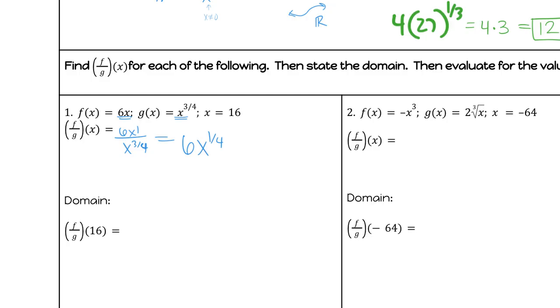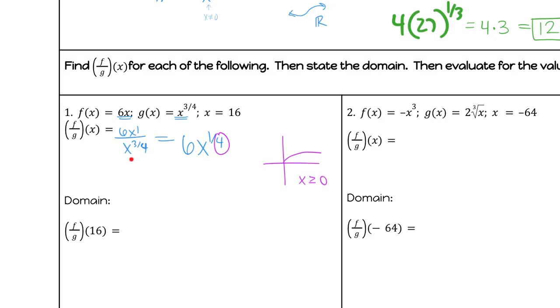Okay, and then let's think about the domain for this one. This is an even root. This is a fourth root function. And remember, typically with even roots, they look something kind of like this. So usually the domain is x is greater than or equal to 0, which is great, right? We don't want any negative numbers in that root.